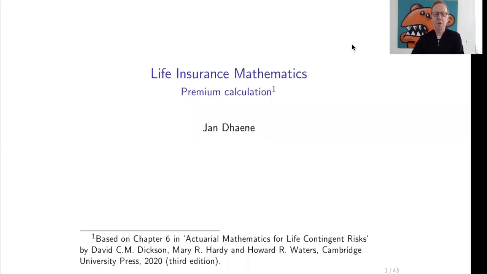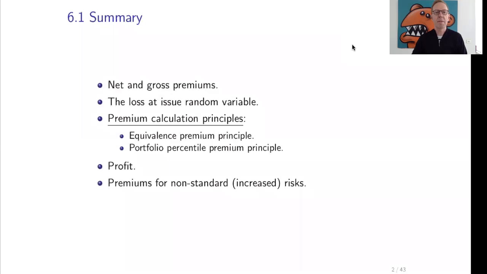Welcome in the first of two videos on the chapter on premium calculation, which is based on chapter 6 in the book Actuarial Mathematics for Life Contingent Risks. In these two videos, we will have a look at net and gross premiums. We will define net and gross premiums. We will also define the loss at issue random variable, and then we will look at what a premium calculation principle is. How do you calculate premiums in a life insurance context?